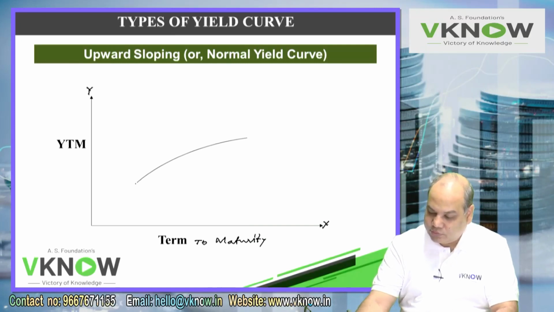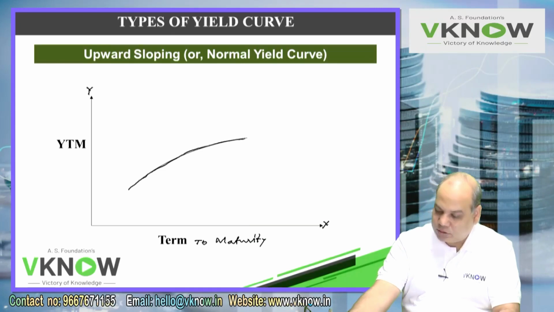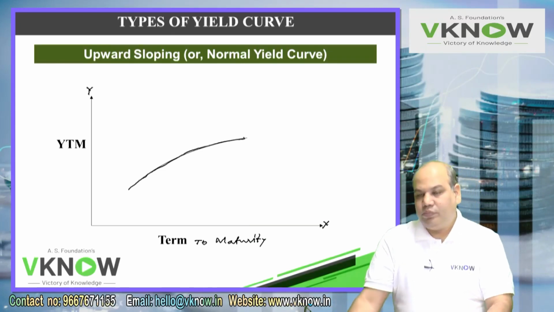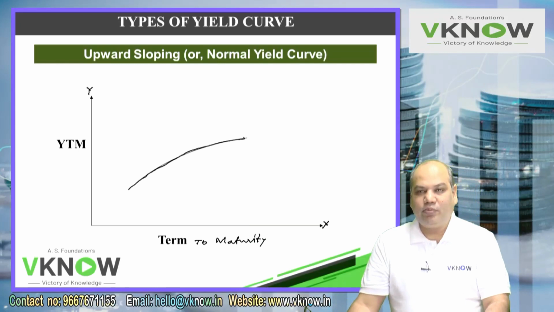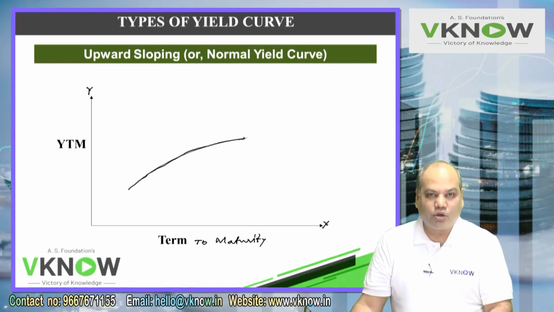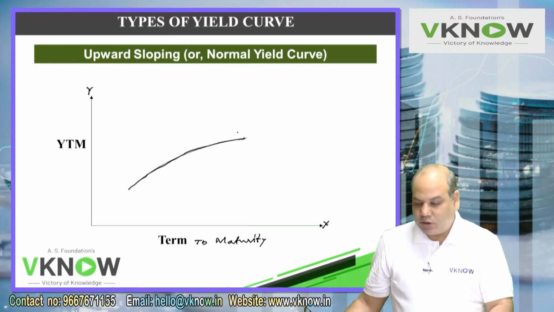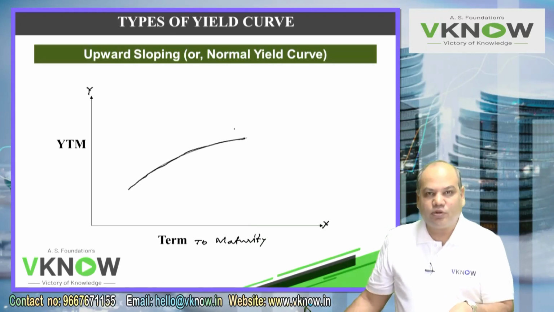And when you draw this curve, it should be an upward sloping curve, indicating that YTM is higher for a longer term to maturity bond, YTM is low for a short term maturity bond. So draw this diagram. In the exam, if a theory question is asked, after writing the note, please draw the diagram also.